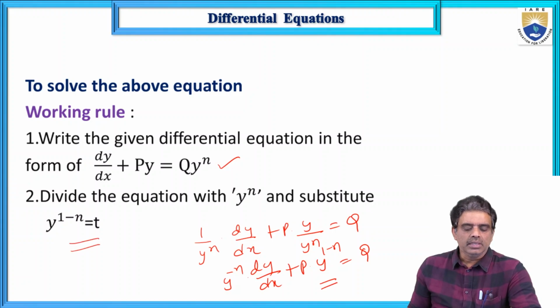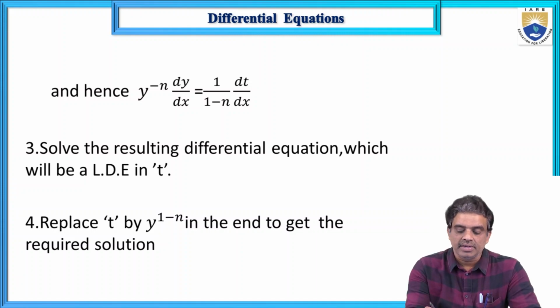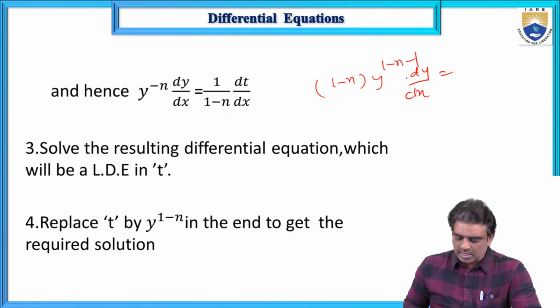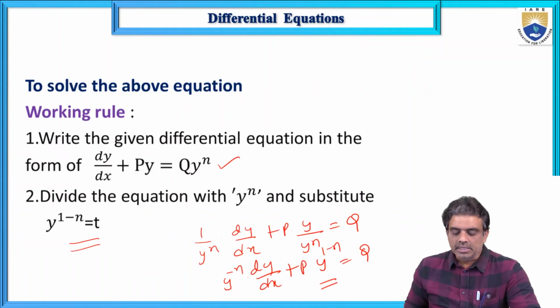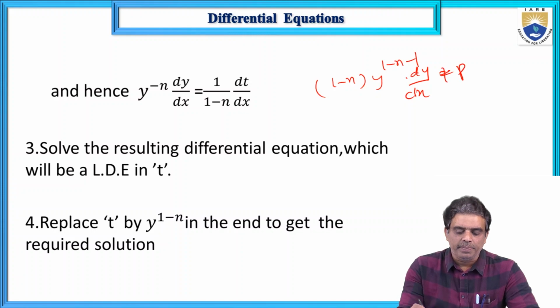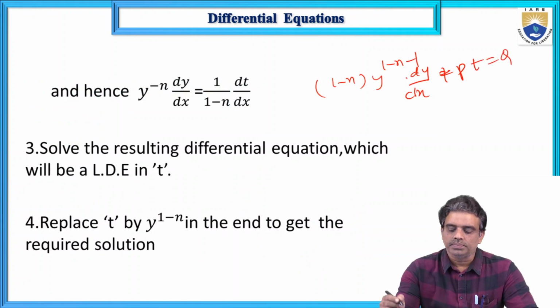In the second step, we substitute y power 1 minus n is equal to t. Then on differentiating, what will you get? 1 minus n into y power 1 minus n minus 1 dy by dx is equal to dt by dx. On the left hand side, the second term p into y power 1 minus n is replaced by p into t. So the equation becomes dt by dx plus p into t is equal to q.